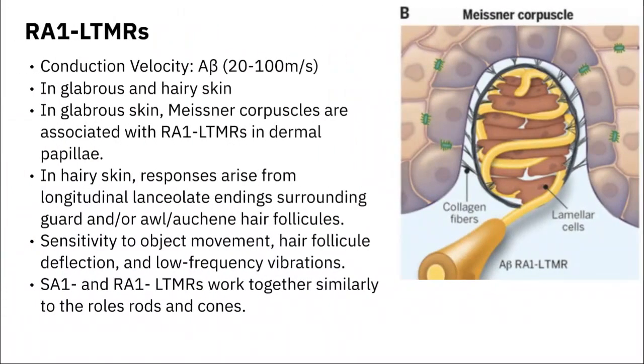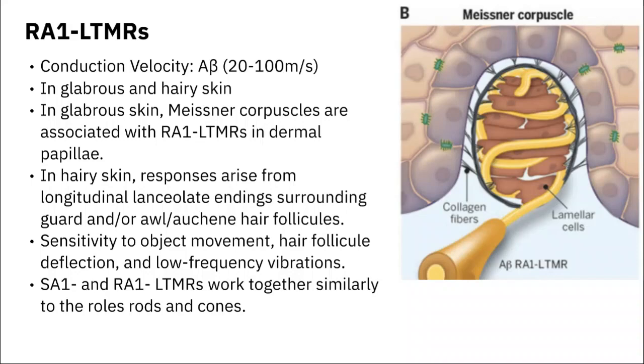Next are rapidly adapting low threshold mechanoreceptors. They have a conduction velocity of A beta 20 to 100 meters per second, like slow adapting. They are also found in glabrous and hairy skin. In glabrous skin, Meissner corpuscles are associated with them in the dermal papillae.